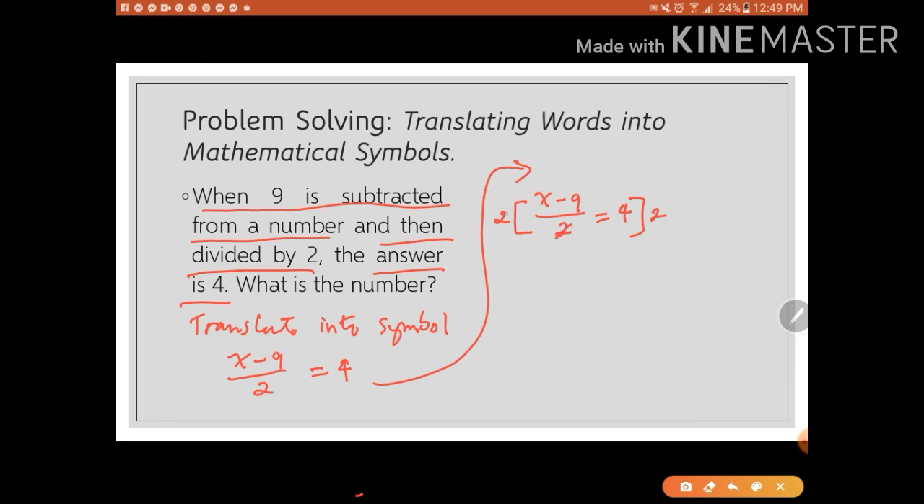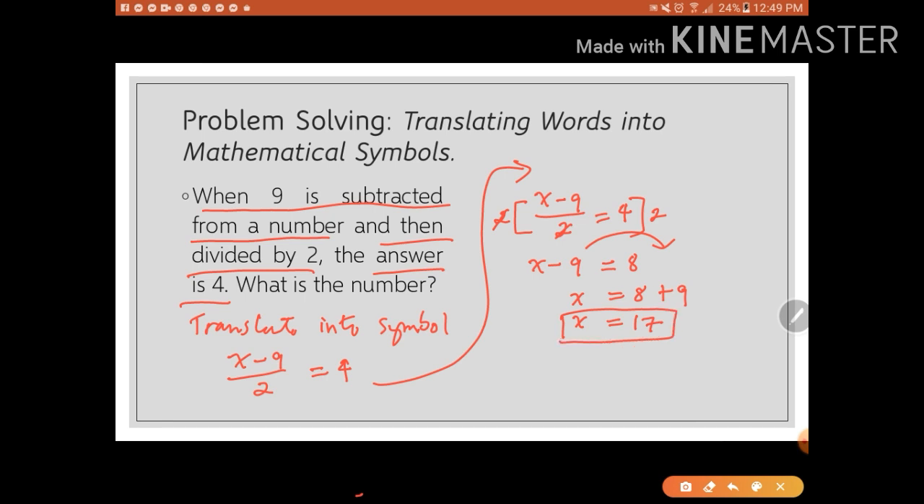This time we have our denominator on the left hand side, and that denominator should be eliminated by multiplying both sides by 2. So when you multiply both sides by 2, the denominator disappears. It remains x minus 9 on the left hand side, but 4 will be multiplied by 2, so now it becomes 8. So your equation now becomes x minus 9 is equal to 8.